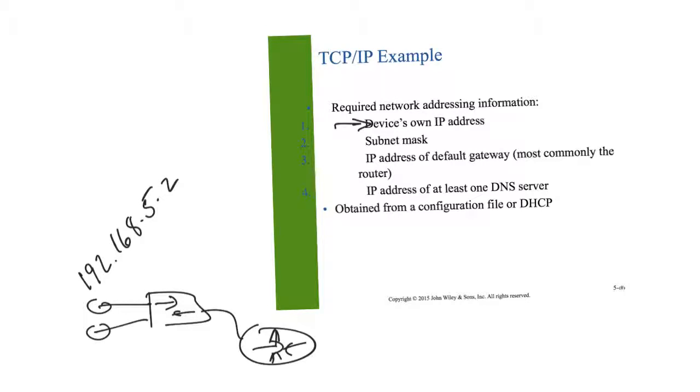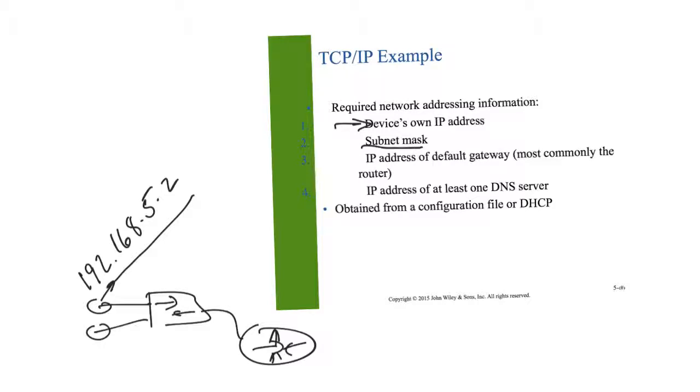An IP address can be a private or a public IP address. We will discuss private and public IP addresses in a separate recording, but each device on a local area network requires its own IP address. It also requires a subnet mask.